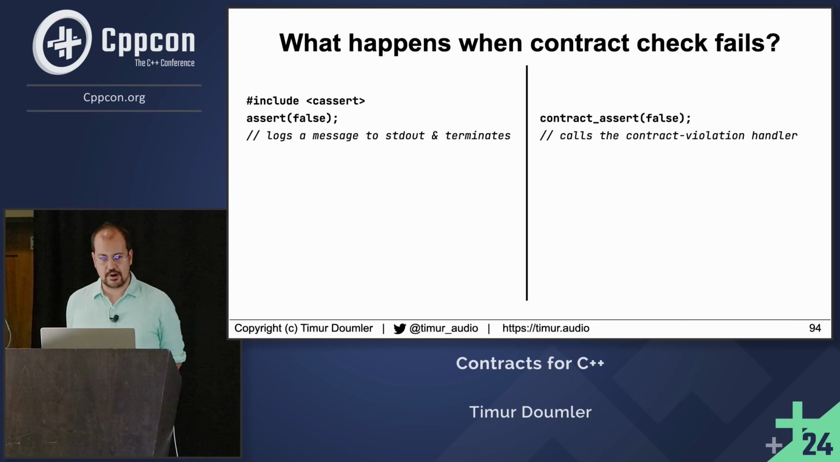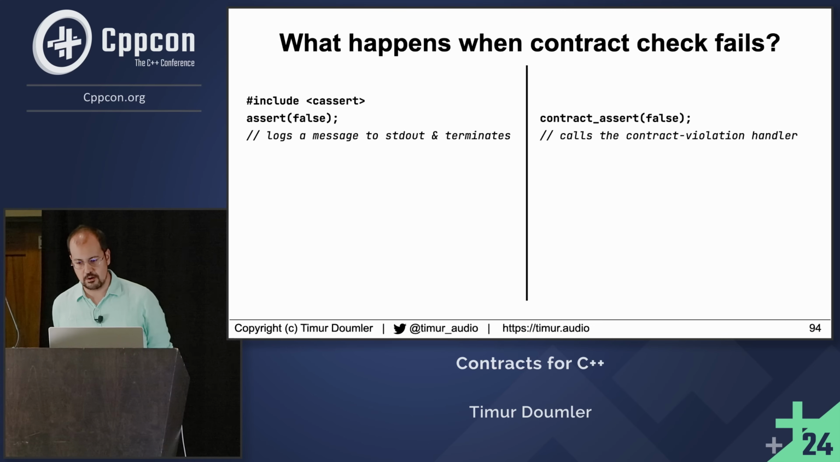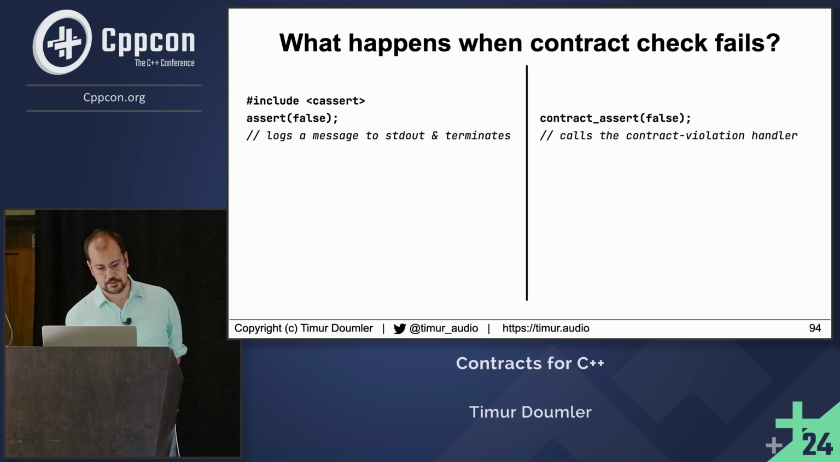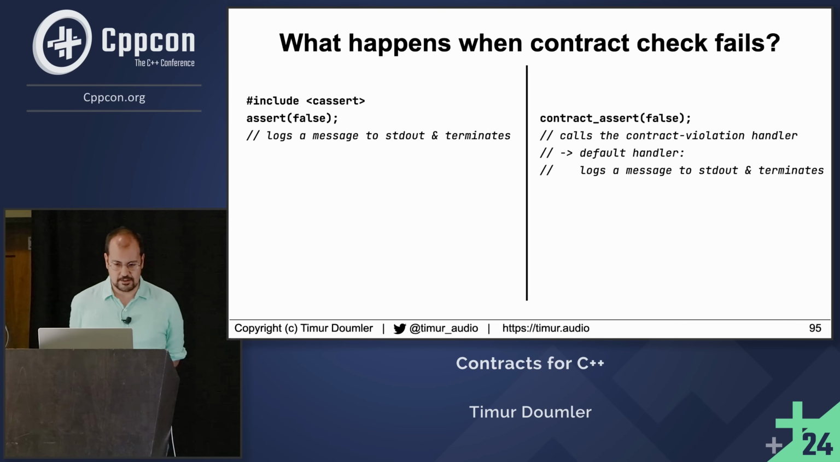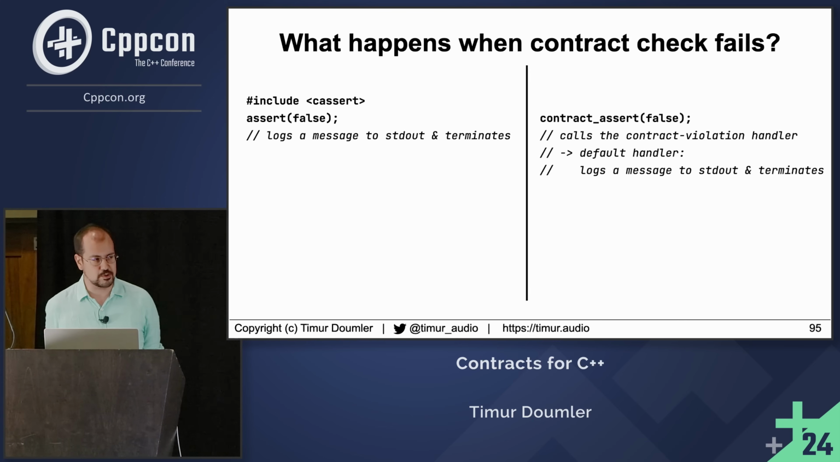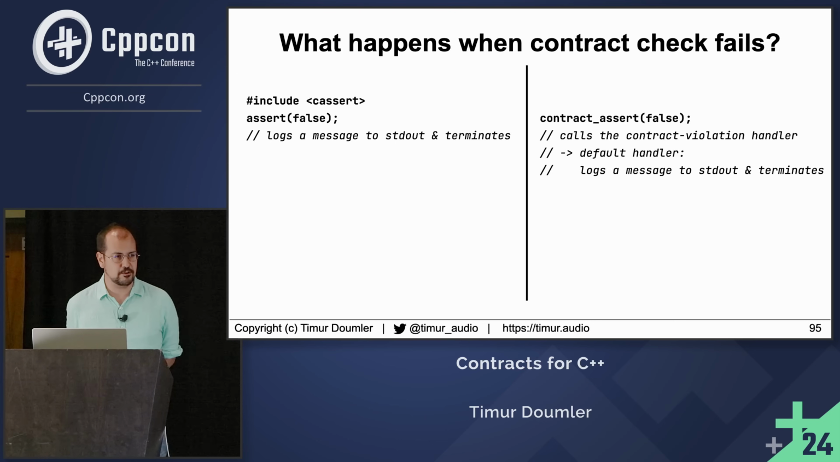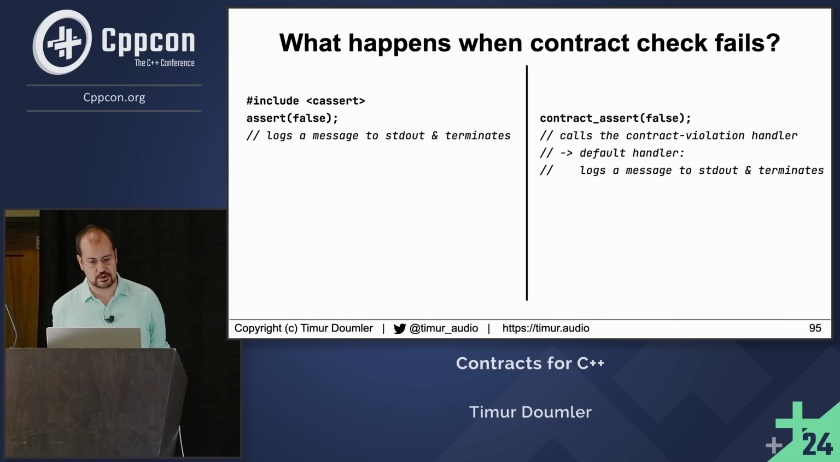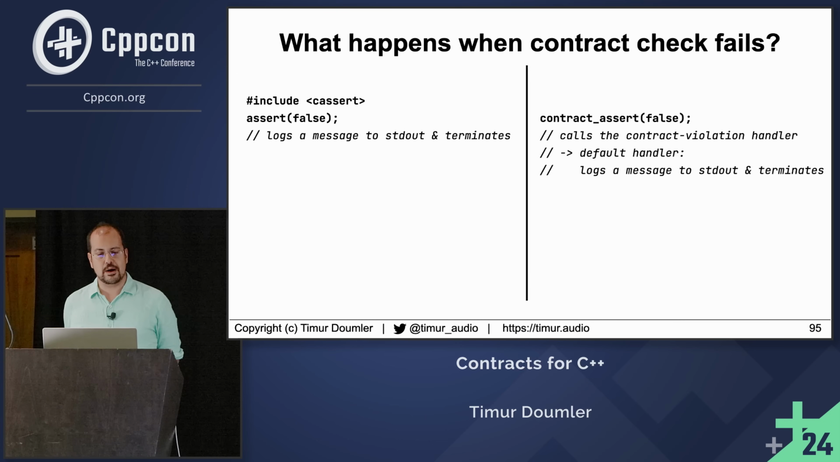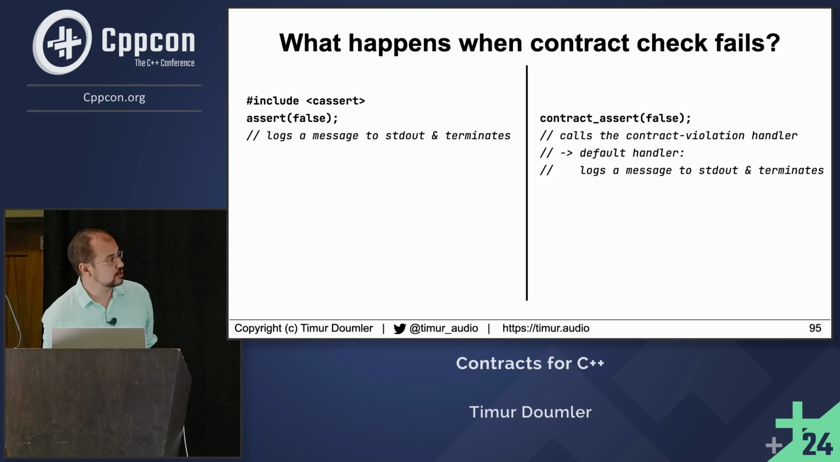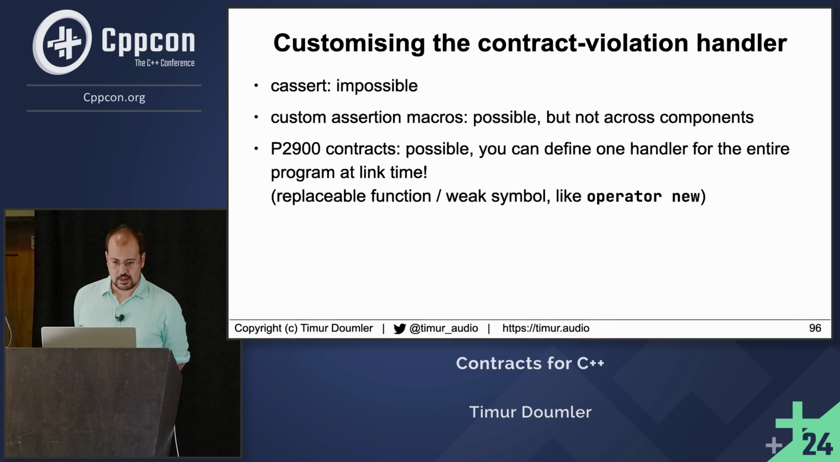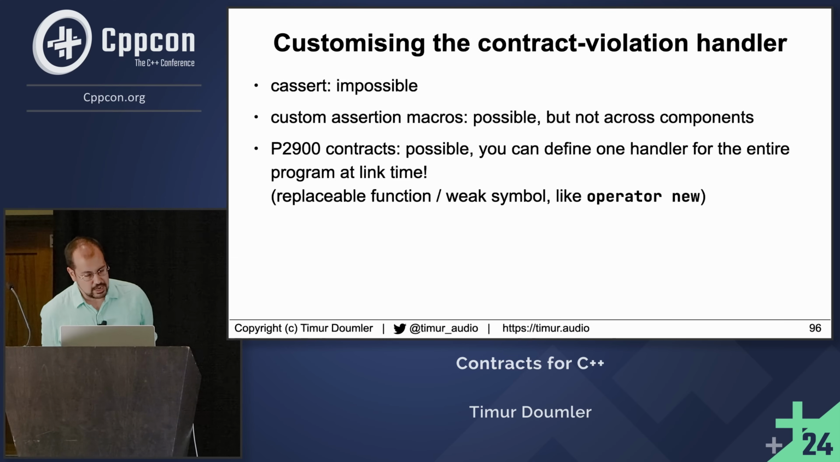The implementation provides a default definition of that contract violation handler, called the default contract violation handler. And the default contract violation handler logs a message and terminates. So actually, the observable default behavior is exactly the same as for macro assert. But the new thing here is that you can configure that. You can't do that with cassert.